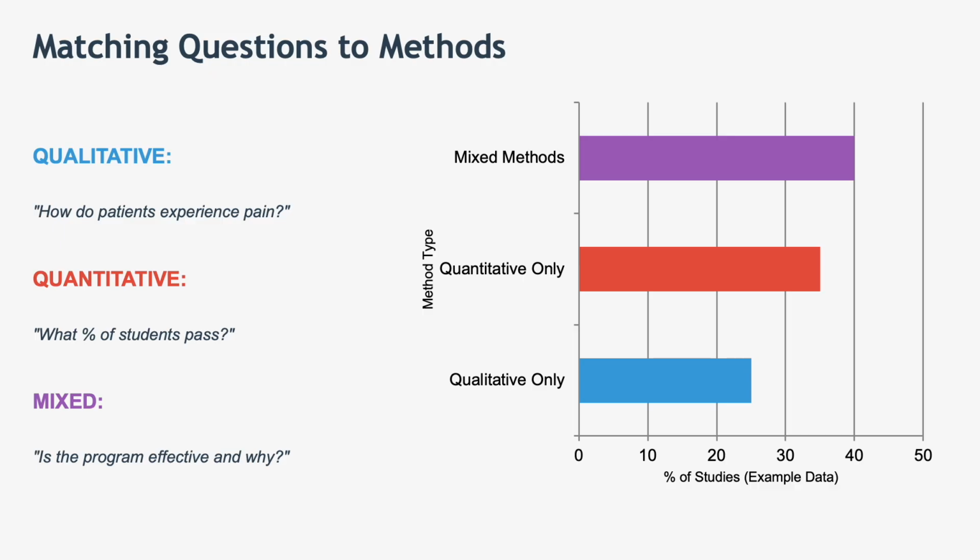When we ask, how do patients experience pain? We're asking a fundamentally qualitative question that requires understanding subjective experiences, personal narratives, and the meaning people attach to their suffering. Numbers alone cannot capture the lived experience of chronic pain. Conversely, what percentage of students pass is inherently quantitative, requiring statistical measurement and numerical analysis to provide a definitive answer.